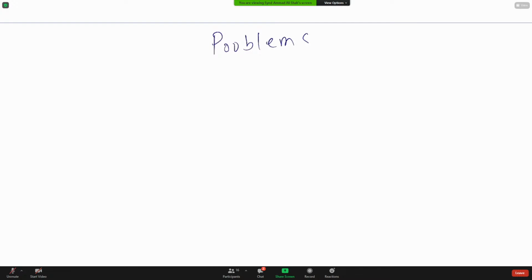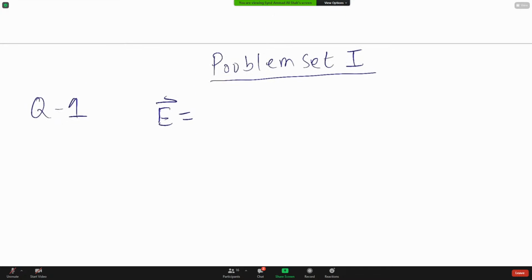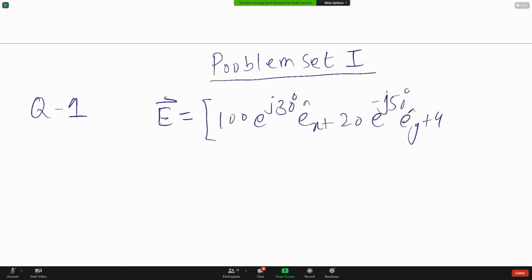E is equal to 100 e raised to power j 30 degrees Ex plus 20 e raised to power minus j 50 degrees Ey plus 40 e raised to power j 210 degrees Ez, and this whole thing is multiplied by e raised to power j omega t.